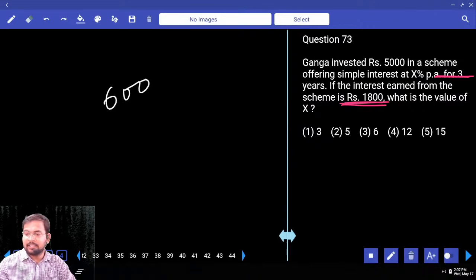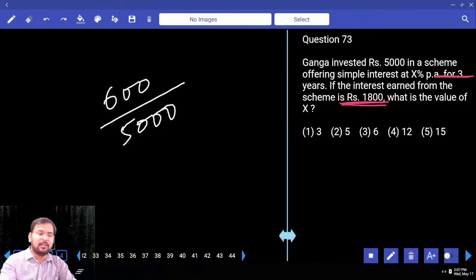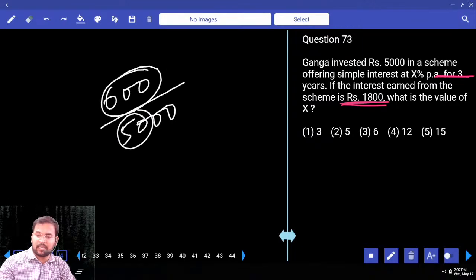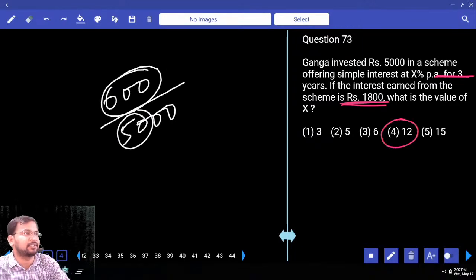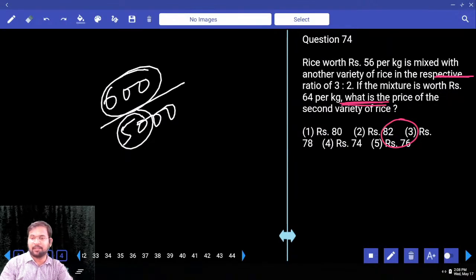That 600 is how much percentage of 5,000? 50, how many times? 12 times. Your rate of interest is 12%. Interest on principal is nothing but the rate of interest. 3 years' interest is 1,800. In simple interest, every year's interest is the same. 1 year's interest is 600. 1% is 50, 12% is 600. Are you clear? Next one.